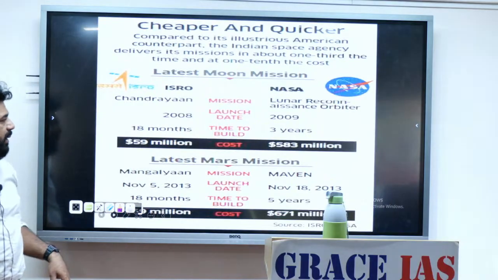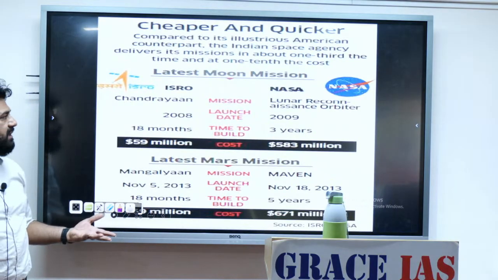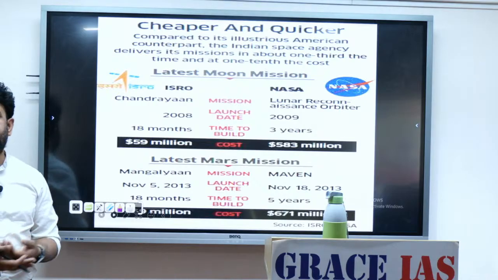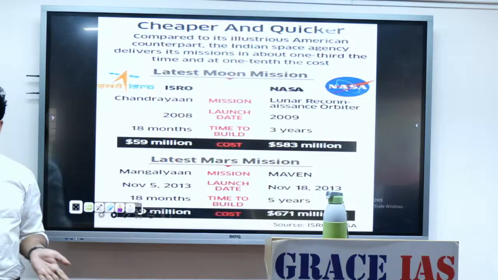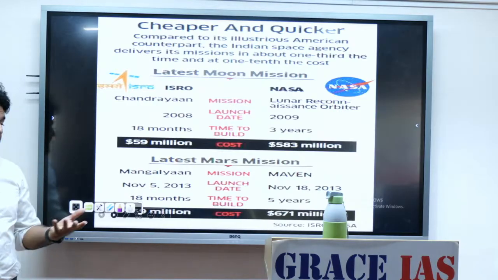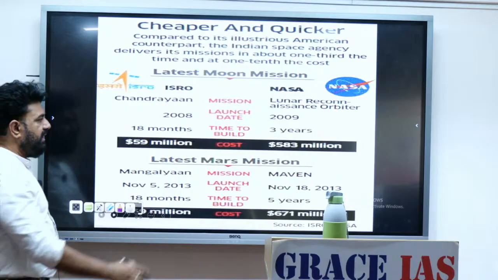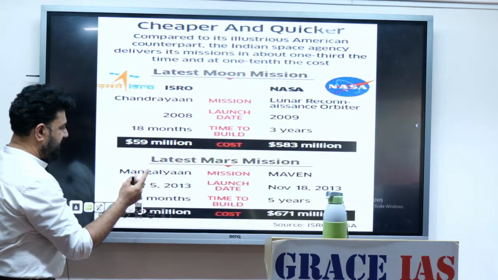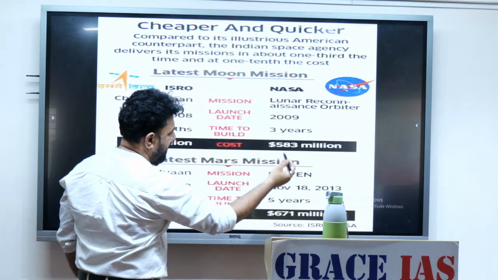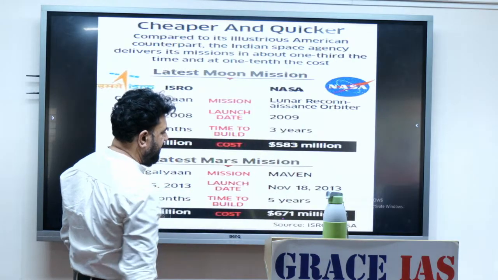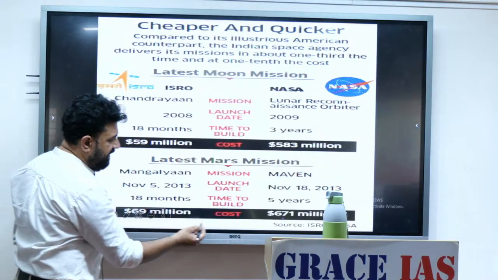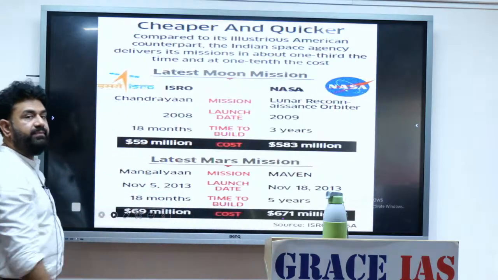ISRO is so popular because it completes every mission at a very low, fractional cost. Like a movie we make in India spending a few hundreds of crores, we send satellites across planets. So that is so cheap. Here is United States NASA's Mars mission, the cost is $671 million, and India's Mars mission is only 69 million. So almost 1/10.